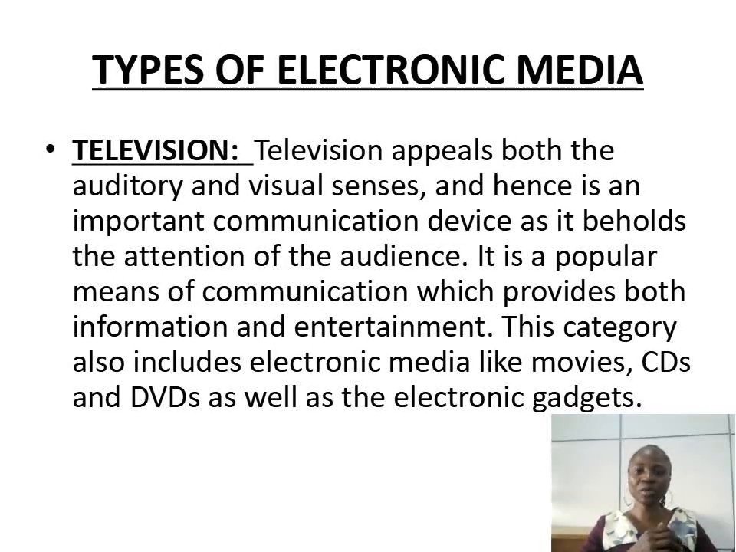So the different types of electronic media, we have television. Television appeals both to auditory and visual sense, that is, it is audiovisual. So it does not just use audio for communication, but it makes use of audio and visual for disseminating information to the public. And that's one of the advantages of television, because even if you're not paying attention, you're not listening, or maybe you're doing some form of house chores as you are watching and you get distracted, of course the visuals can help complement and help you understand better.